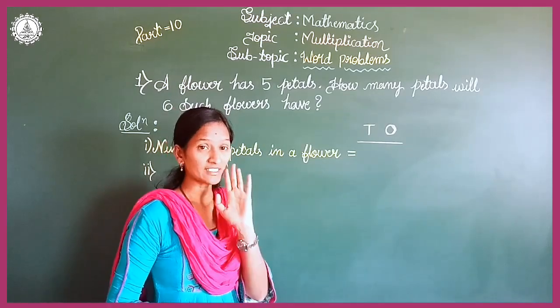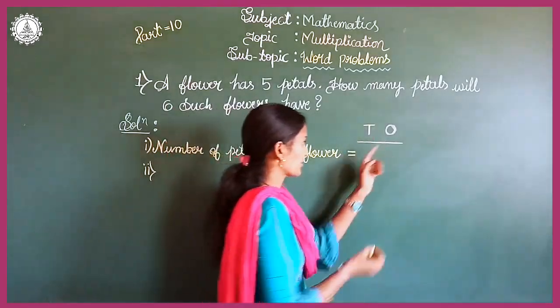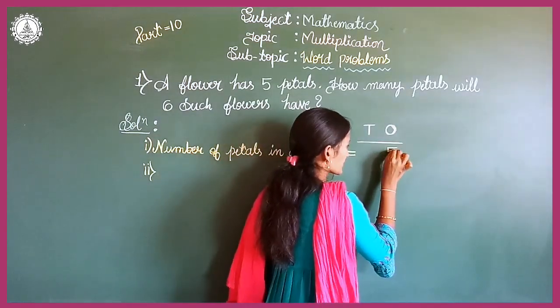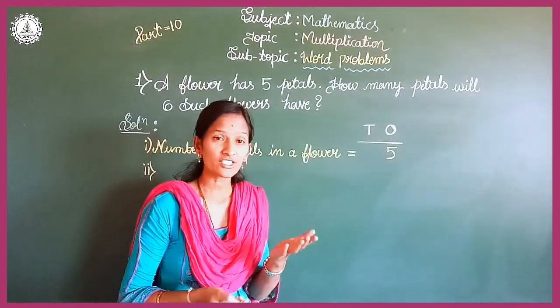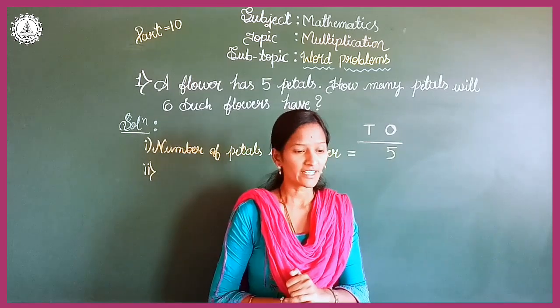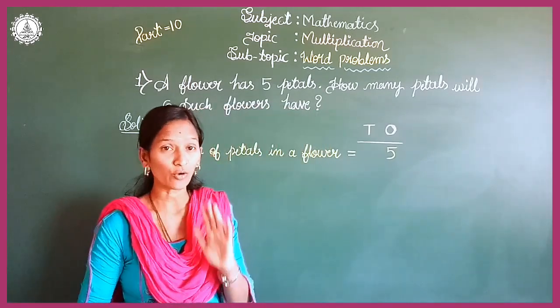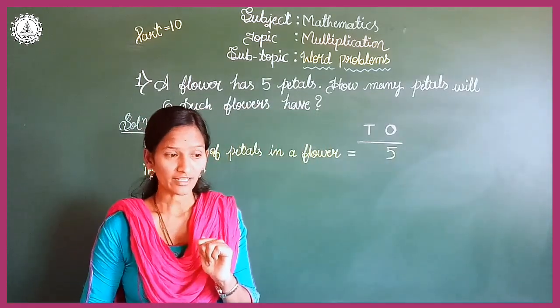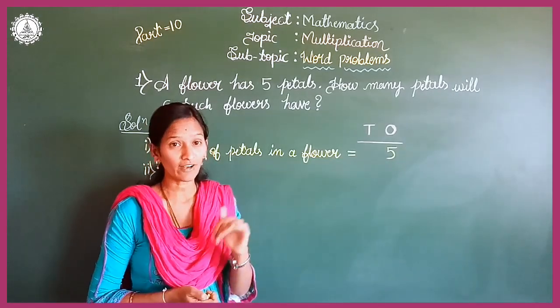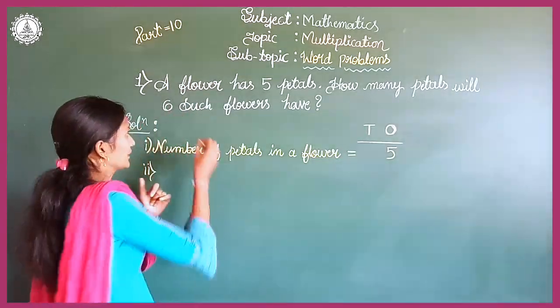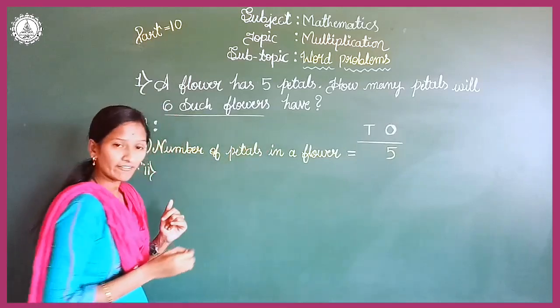So this 5 is a single-digit number, so I am writing it in the ones place. Right? So which is our next statement? Yes. Here you have to find out for 6 flowers. So number of flowers. How many did they give? Here they gave 6 flowers.